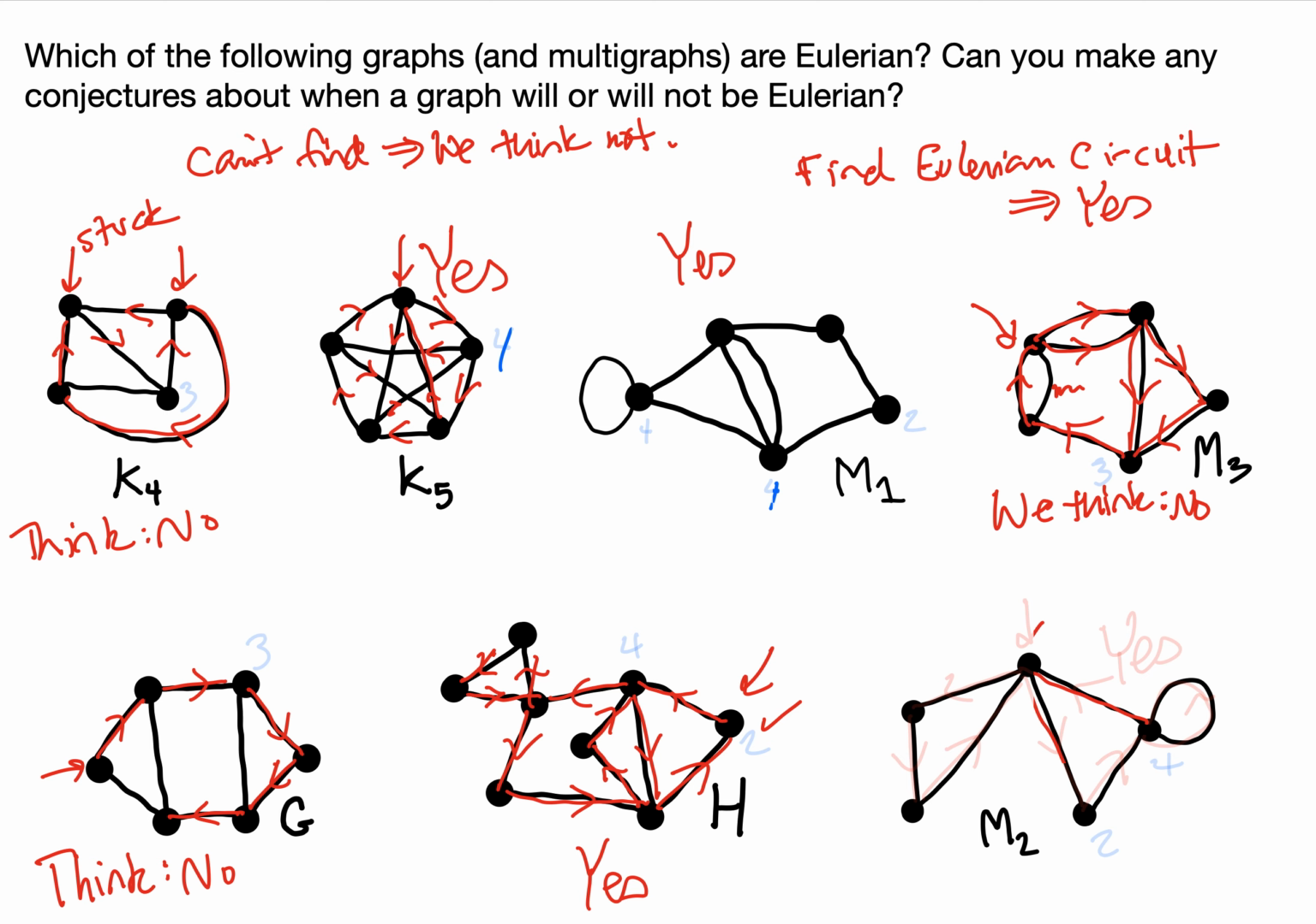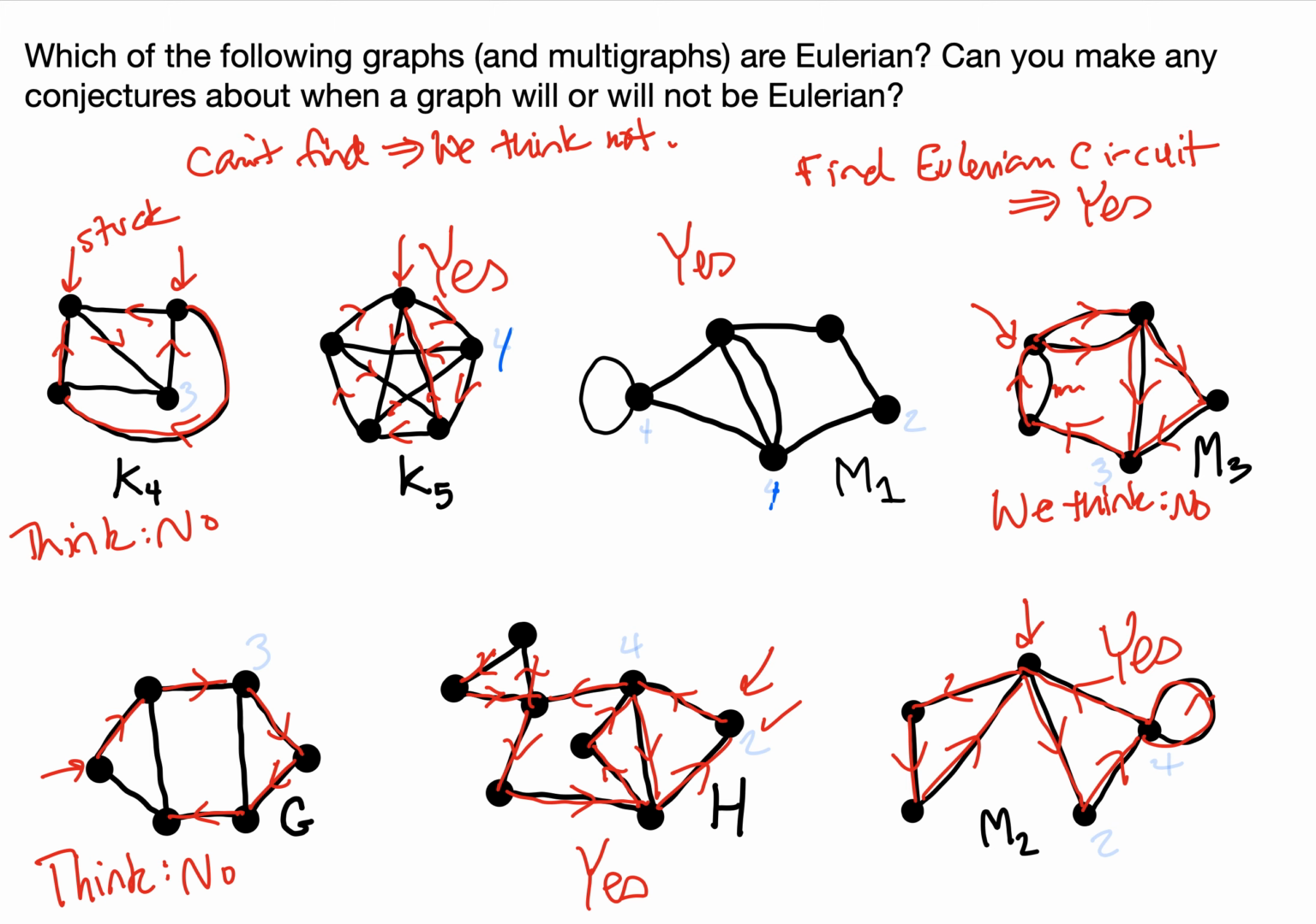And last one, let's look at M2. So again, we can start anywhere. Let's start here. And we are using this edge, using this edge, using this edge, using that edge, going up, going around this loop, and going out. And yes, we ended where we started. So this appears to be Eulerian.